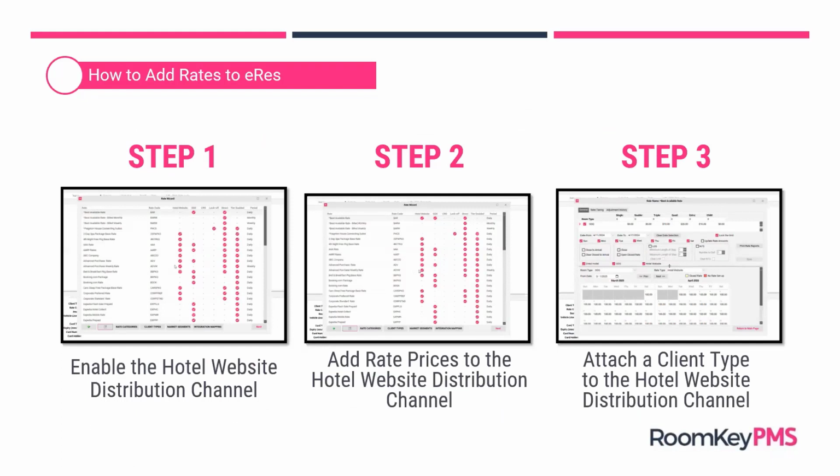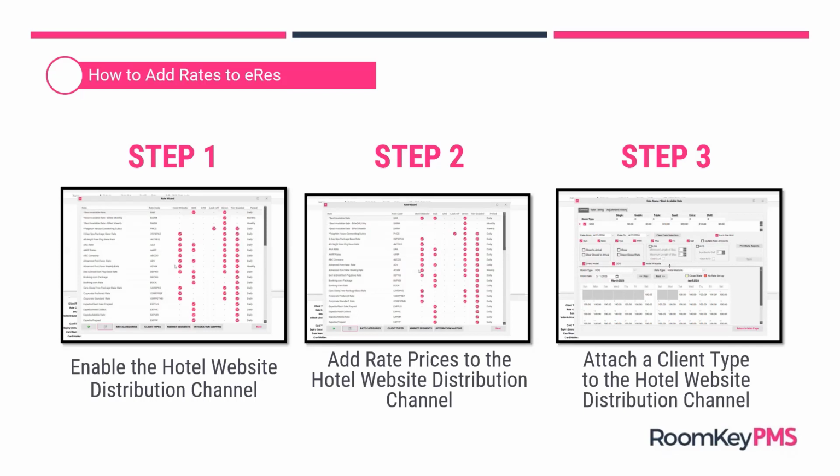So once you complete those 3 steps, that will ensure that the hotel website distribution channel is enabled. There are prices loaded into that distribution channel, and the prices and rate is now bookable because you have a client type attached.